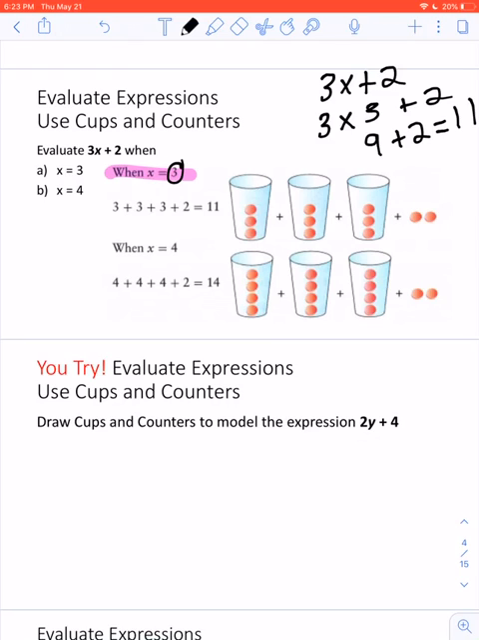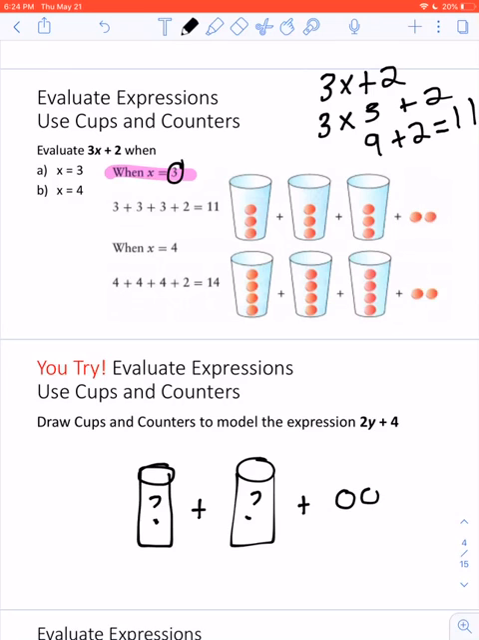All right, so hopefully you paused the video and now you're back. So we're gonna go through this together. So I know that that 2 represents that there are 2 cups. The y represents that there's some number of unknown counters in those cups. So I'm putting a question mark. And I'm gonna put plus 4. There's 4 counters on the outside. That doesn't change. So hopefully you got that all by yourself.